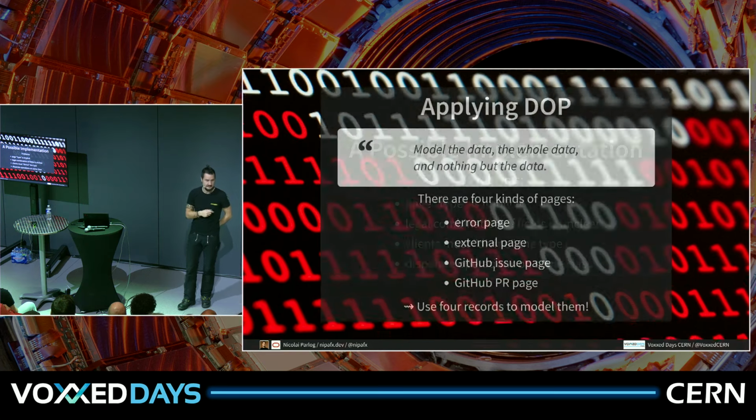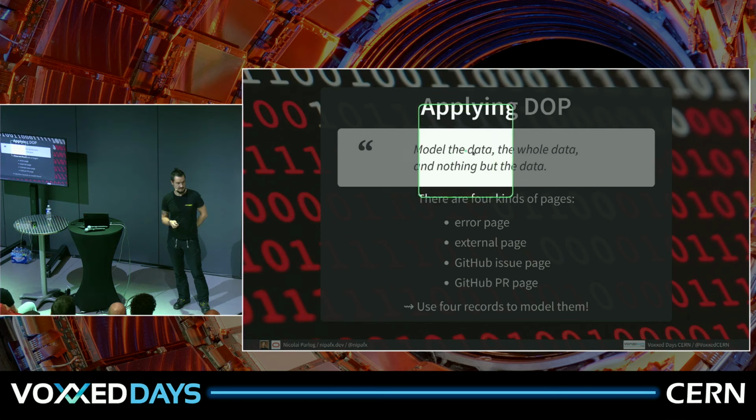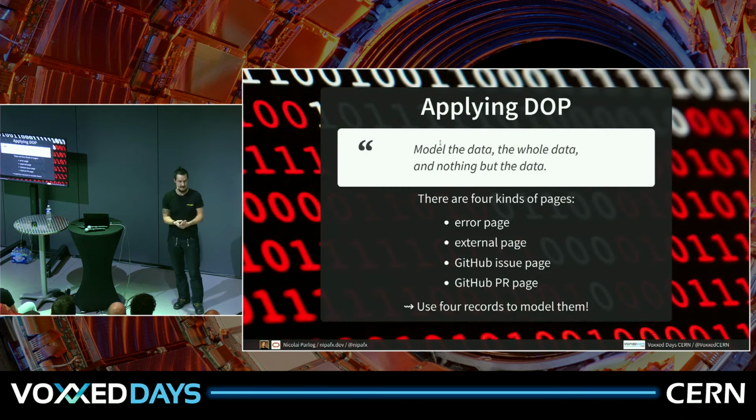So let's work on that. Let's start with: model the data, the whole data, and nothing but the data. Specifically the first part. Model the data. What data do we have? We have 4 kinds of pages. That's what I said earlier. We have pull request and issue pages. We have external pages, and we have errors. So we want to use records for each of them.